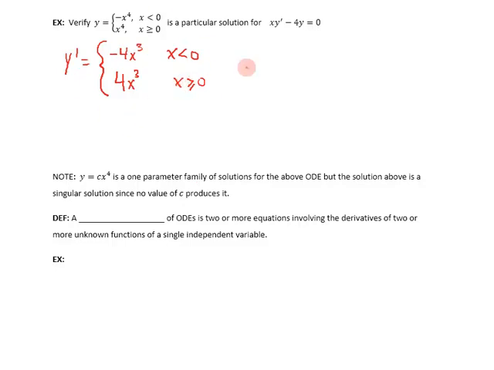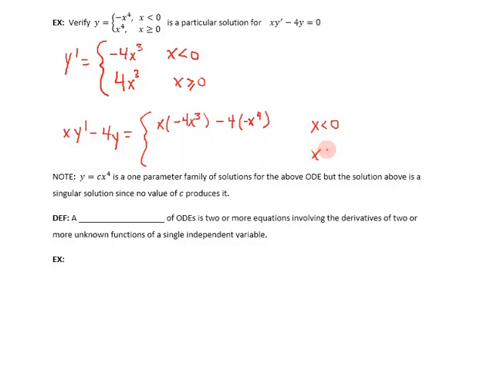Now, how do I plug a piecewise function into this? Well, if you have xy prime minus 4y and you want to plug in, you have to plug in each piece for y prime and for y, right? Because y has two pieces, y prime has two pieces. So for the top piece, where x is less than 0, if I plug in negative x to the fourth for y, and negative 4x cubed for y prime, I get x times negative 4x cubed minus 4 times negative x to the fourth. Right? I plugged the top pieces into this equation.